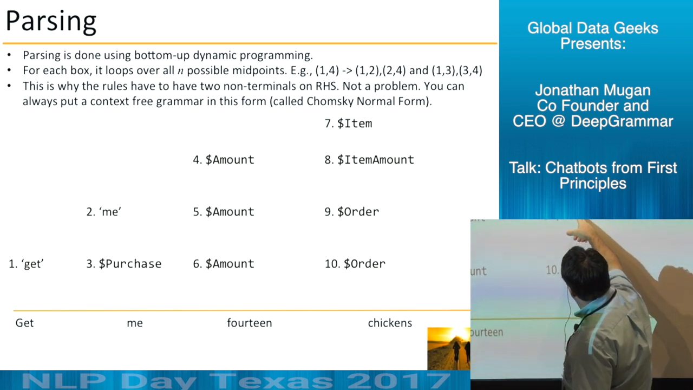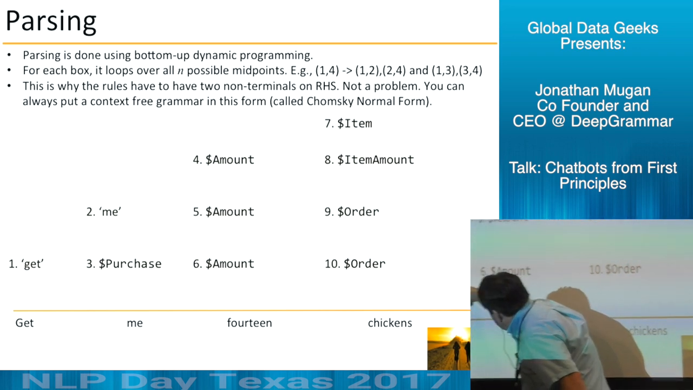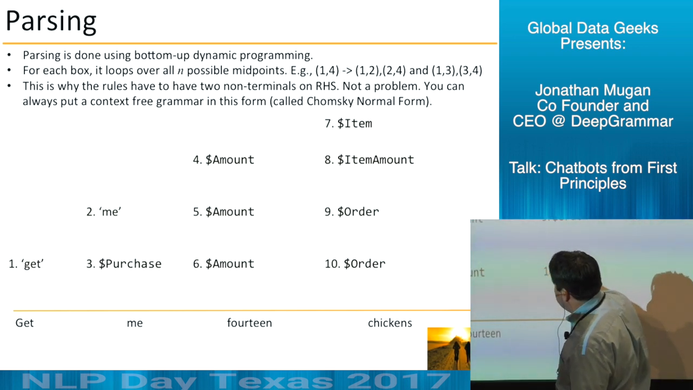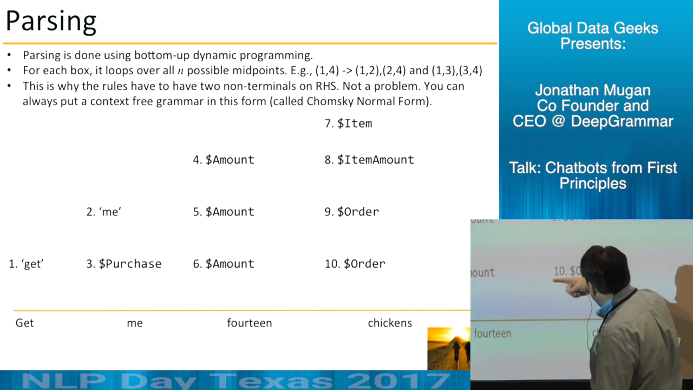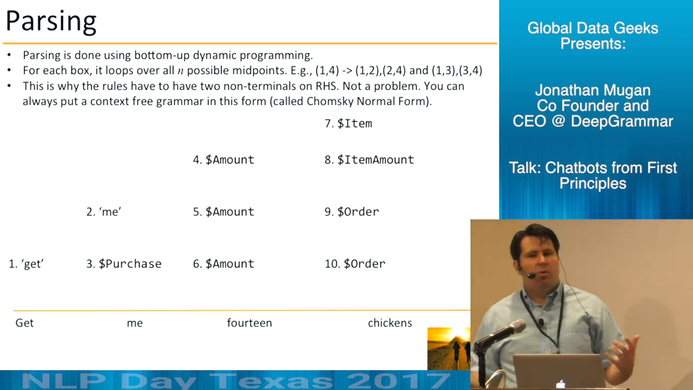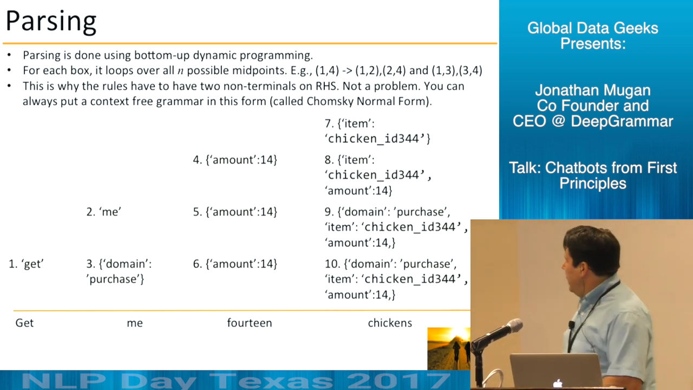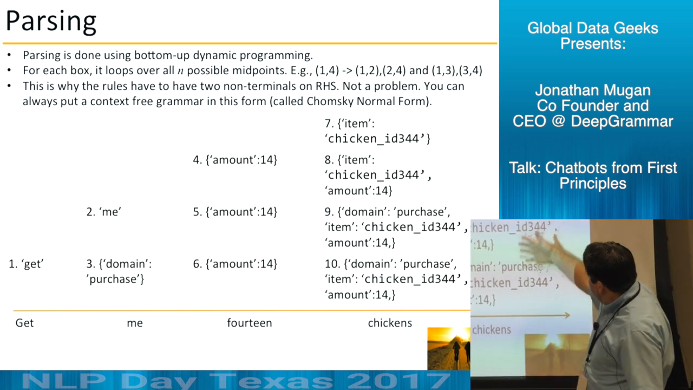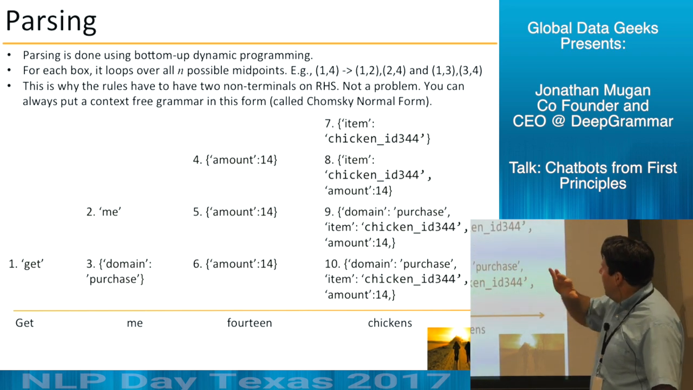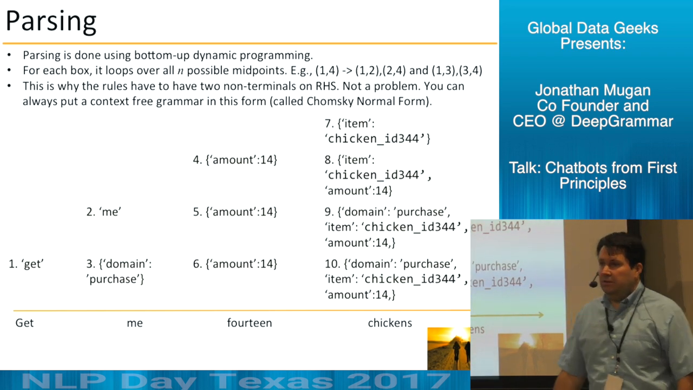And then order, which takes item amount and purchase. See this, and then it uses order, and then this one here we've already got, we don't have to go all the way back to get, because purchase already took get into account. And now here at the very end is the order rule. In addition to doing that, you also store the semantics that you've encoded along the way. And here you are: domain purchase, item chicken ID 344, and amount. And so this is compositional semantics at its core of how it works. Any questions?